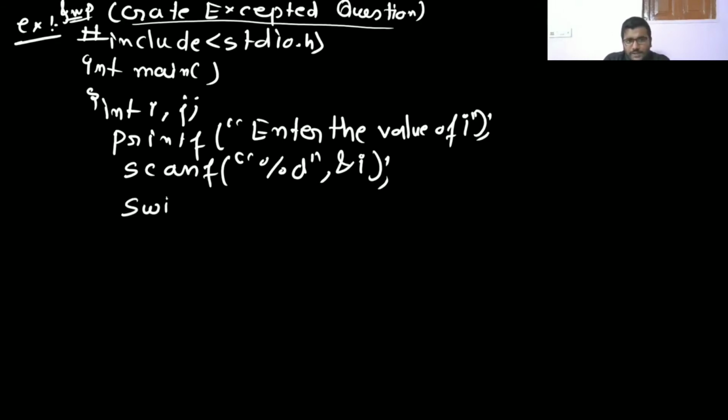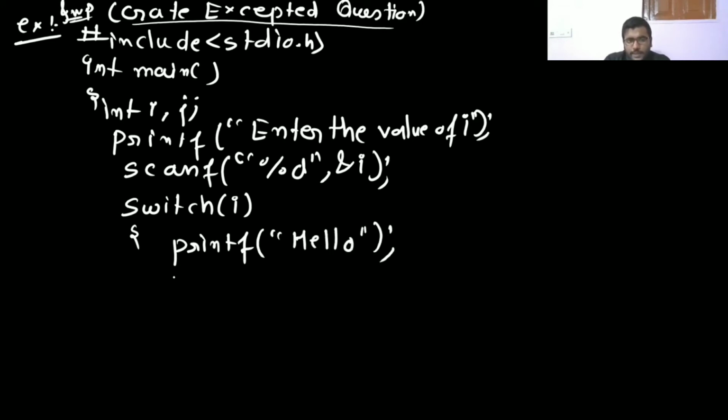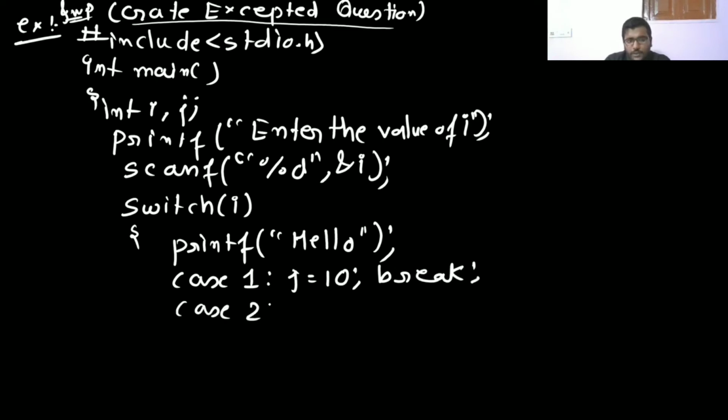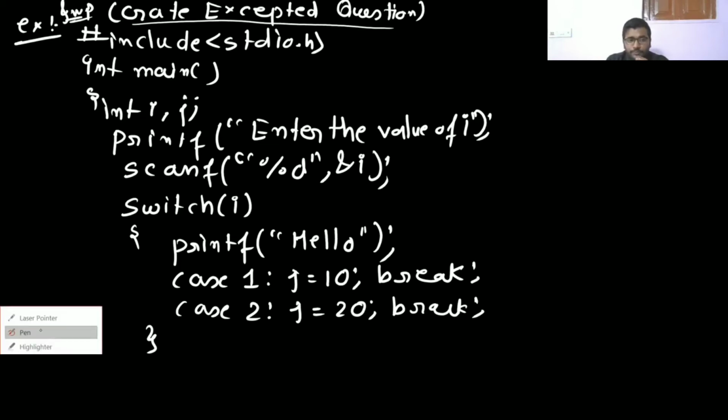Now switch (i). Then I am printing printf "hello". Then case 1: j equal to 10, then break. Then case 2: j equal to 20 semicolon, then break. That's all. I am not even giving the default. Now what is going to be the output?